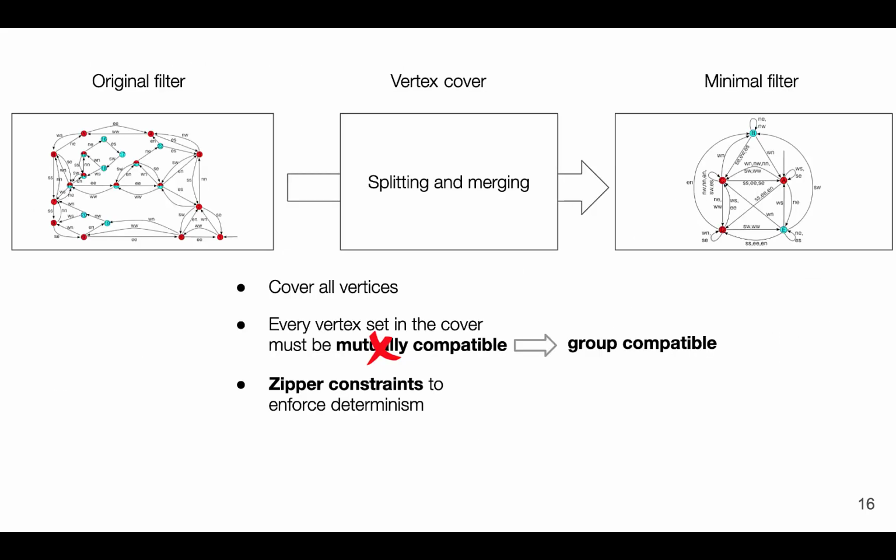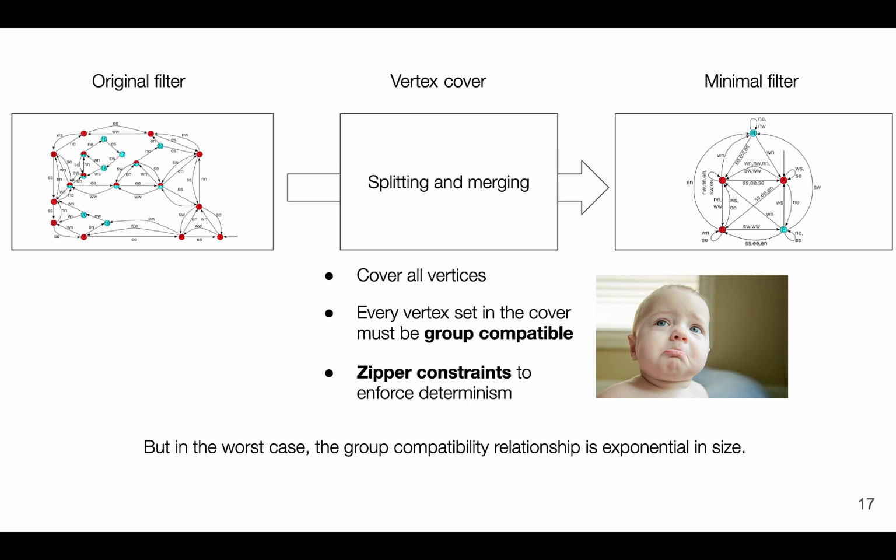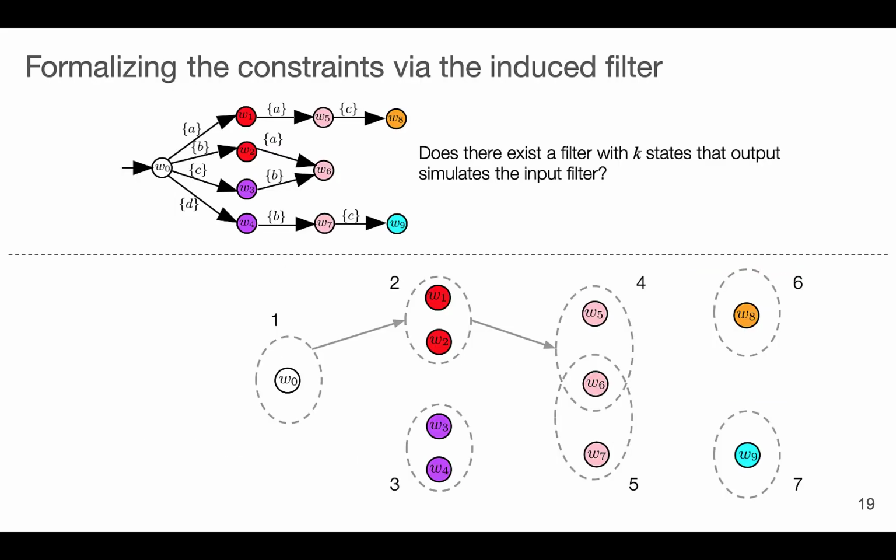Our prior work generalizes to minimize cover filters by extending the mutual compatibility relation to a group compatibility relationship. But the size of the group compatibility relationship is exponential. As a consequence, thinking about those constraints via covers is not efficient. So instead of considering the constraints on the covers, we formalize them on the induced filter. As we mentioned earlier, each set in the cover is merged into a single vertex in the induced filter.